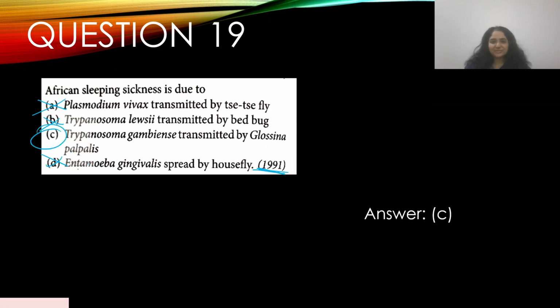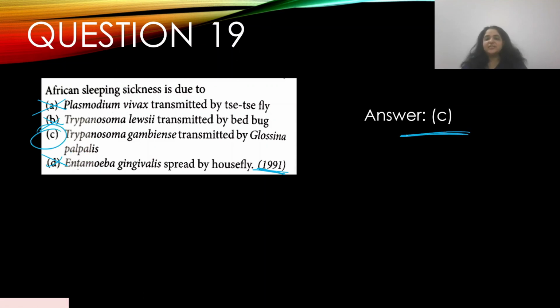We've already discussed African sleeping sickness. The answer is C. Like I said, they are really testing you on which is the disease, the pathogenic agent, and the vector. You saw the previous question a few questions back where they put vectors, which could confuse you into thinking that's the pathogenic agent, but that's incorrect. So don't get confused. You have to clearly make a table in your notebook and read it over and over again.